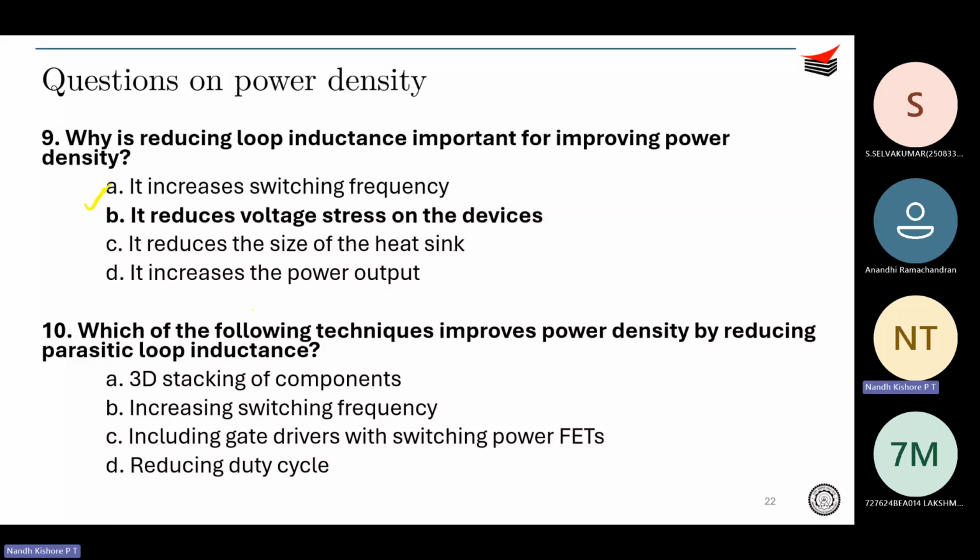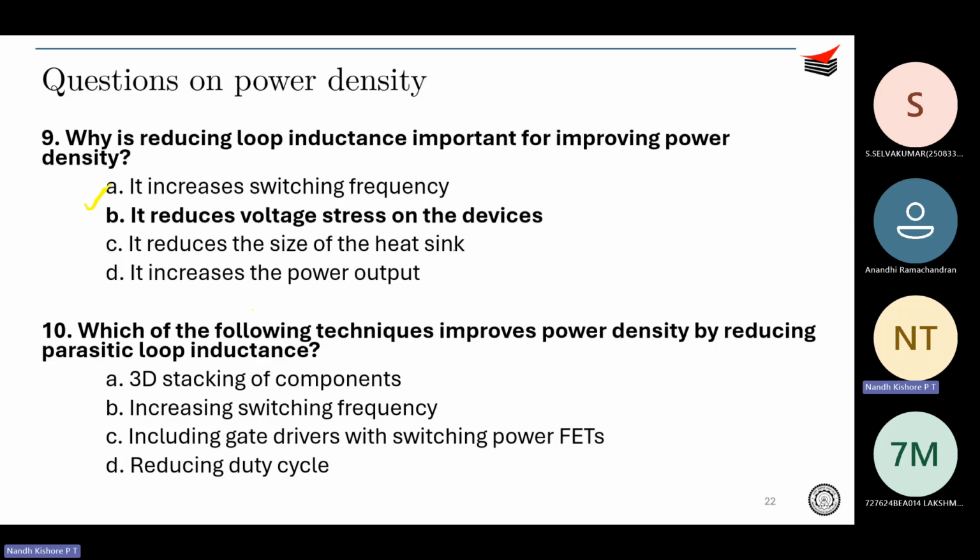For reducing parasitic loop inductance, physically you need to make sure that the components are very close to each other. That is, your decoupling capacitors are very close to the device, your gate resistance and your gate driver are very close to the device, and the entire power loop is very compact. It should not be very far apart. That is how you reduce the parasitic loop inductance. Simple. The more the distance between two components, the more the parasitic inductance, directly.